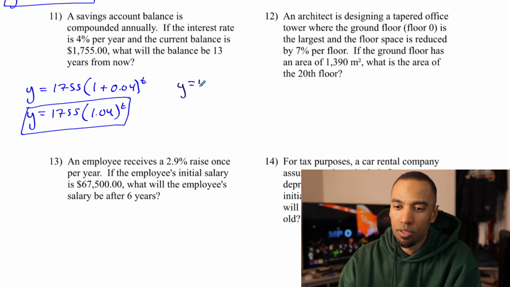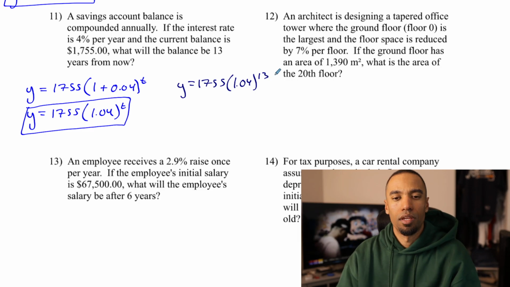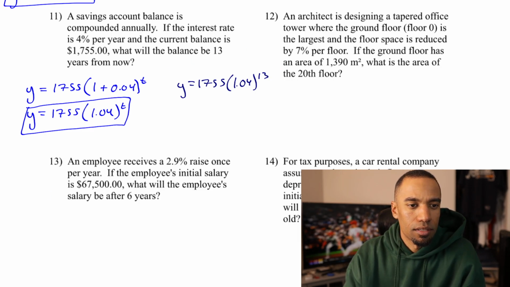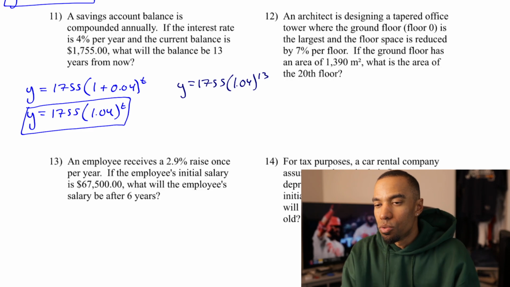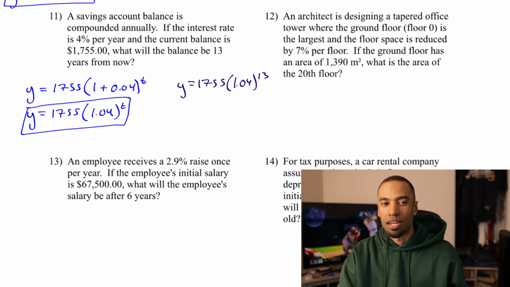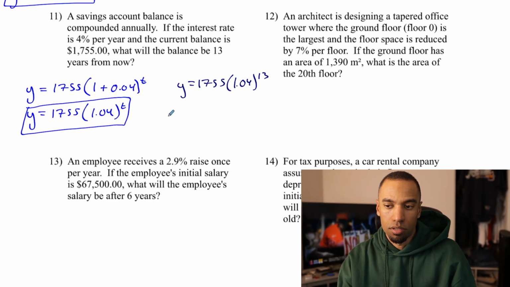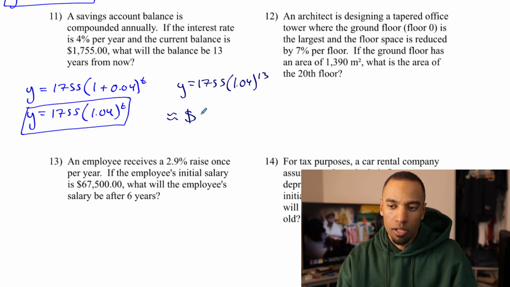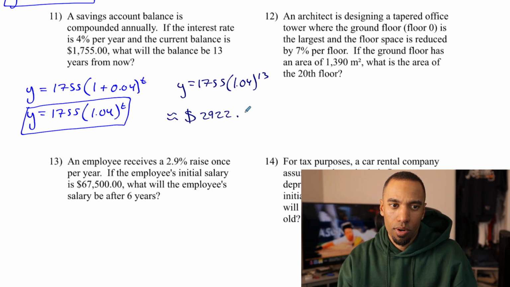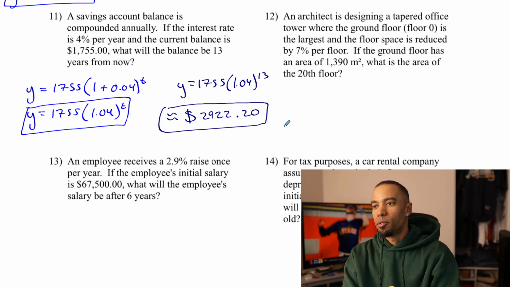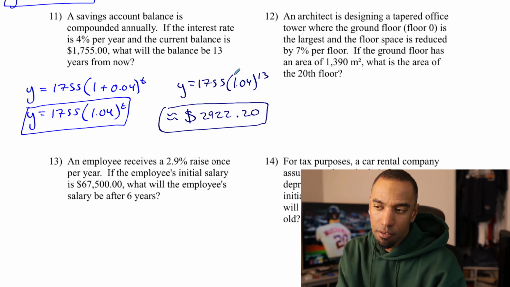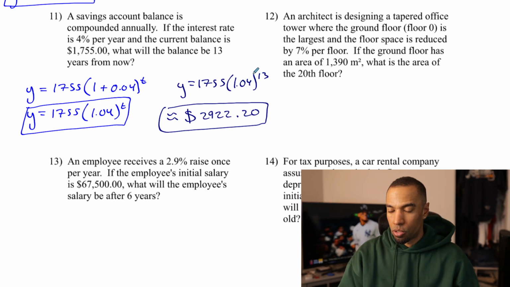So 13 years from now, let's do 1,755 times 1.04 to the 13th power. That is going to be... Sorry, got to calculate things to the 13th. $2,922.20 if I round that way. $2,922.20.